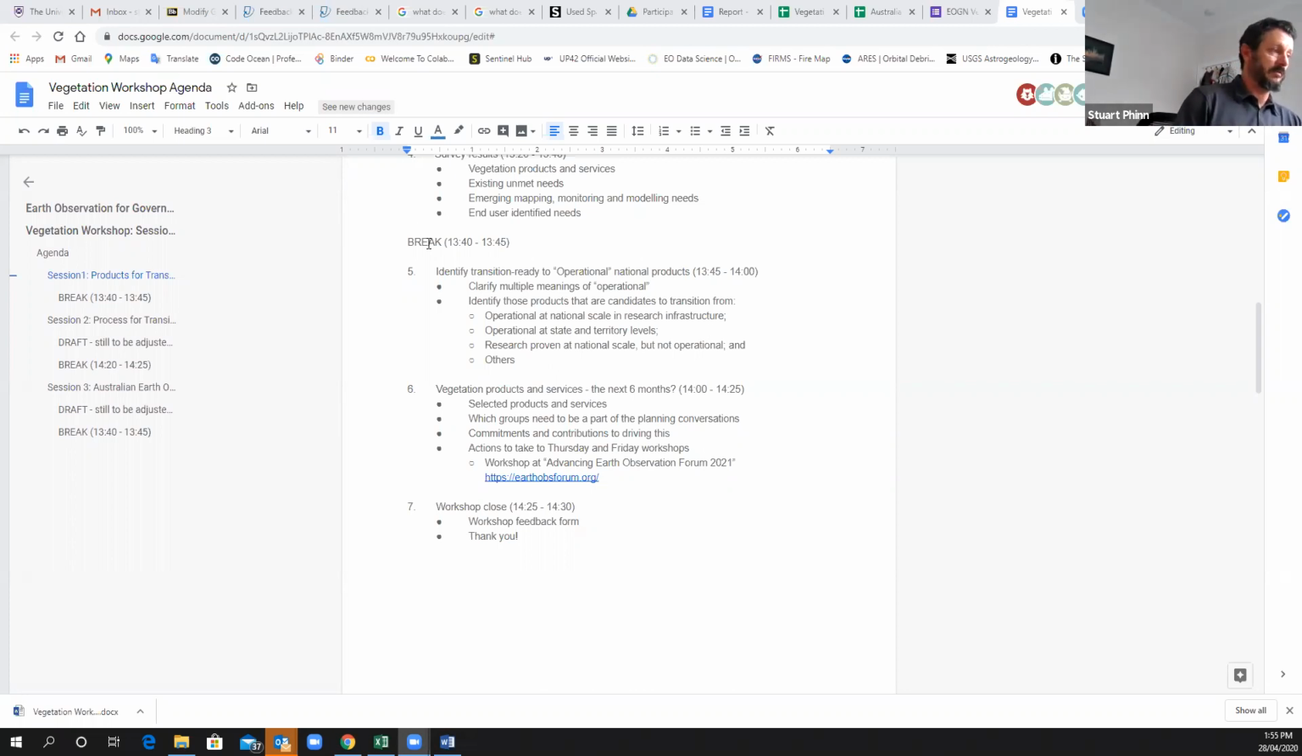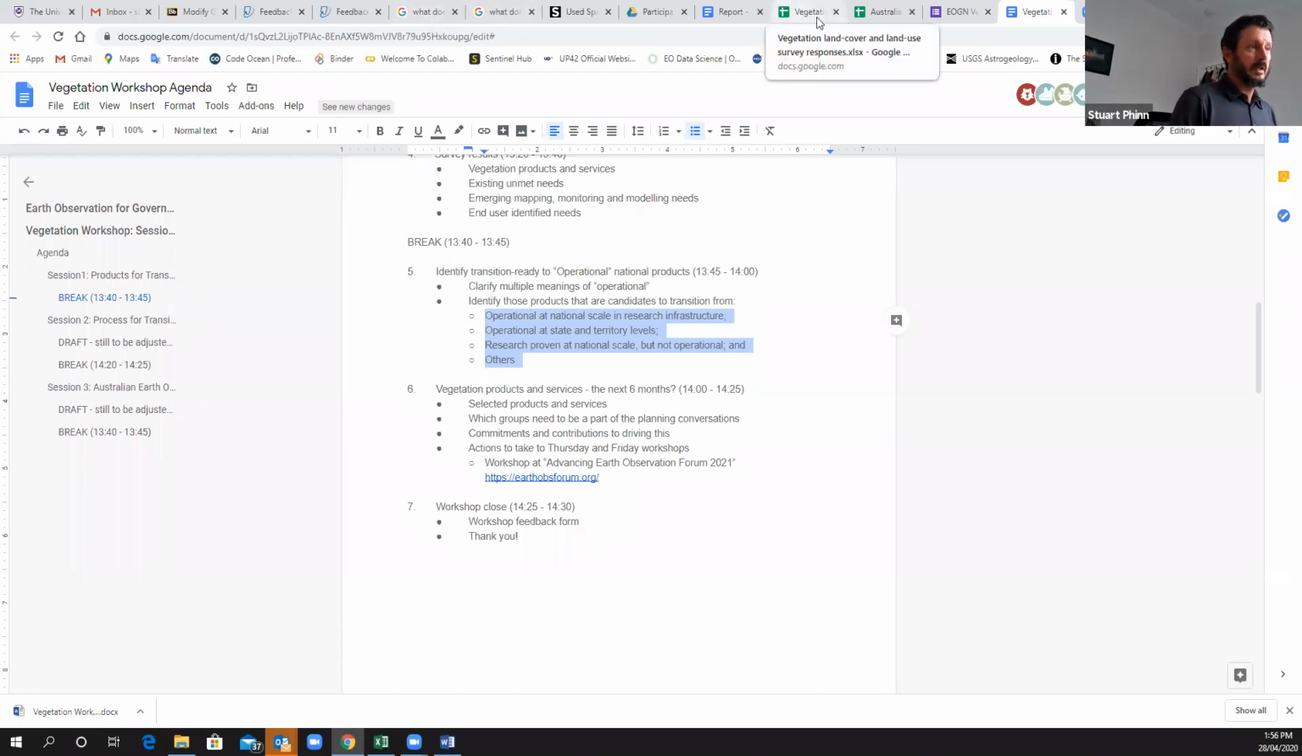So there's 4 different dot point definitions there, if you have a look at what I've highlighted on the screen. So we're after products that people think are operational at a national scale, but sitting in research infrastructure. So if the research infrastructure goes down or is not up to date, you lose those. Could be operational at state and territory level, but ideally would work at a national level. And it's also good to know, what do we have that's research proven at a national scale, that is, it's been validated under a range of different operating conditions, but it's not being implemented operationally, and then others.